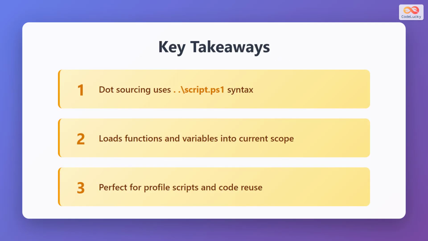Let's recap the key points. First, dot sourcing uses the syntax . .\script.ps1. Remember that space after the first dot is essential. Second, dot sourcing loads functions and variables into your current scope, making them available for use after the script runs. Third, this technique is perfect for profile scripts and code reuse, helping you build a more efficient and organized PowerShell environment. With dot sourcing, you can structure your code in modular, reusable files.